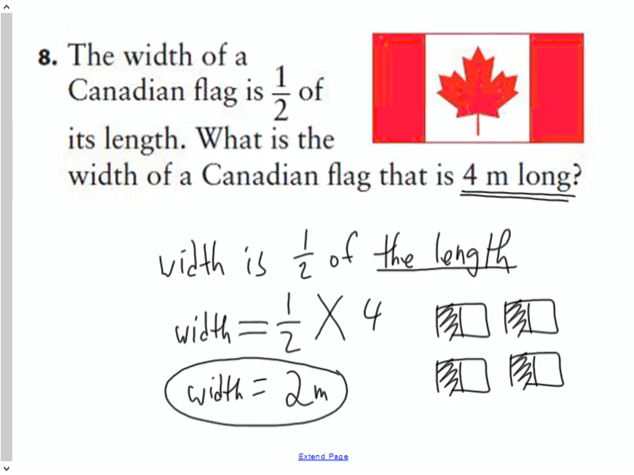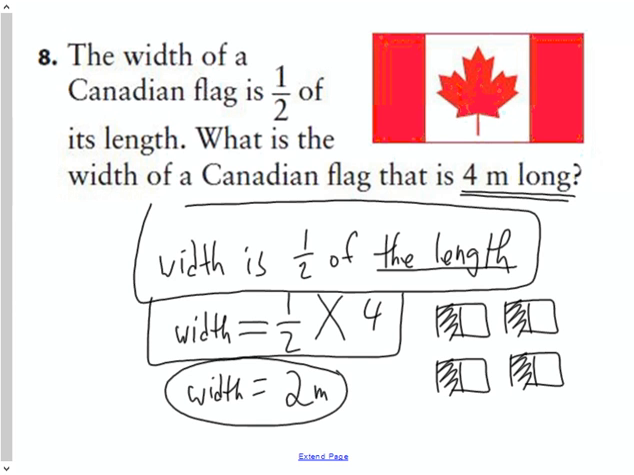And I know this seems way too much work for something that's so easy. If the length was 4, the width would be 1/2 of that. But it's still important that you're able to translate it from a sentence into a mathematical statement. Just an easy one.